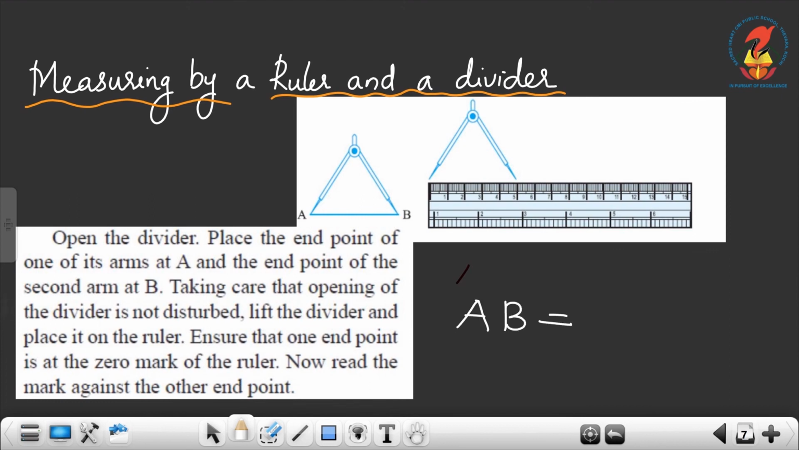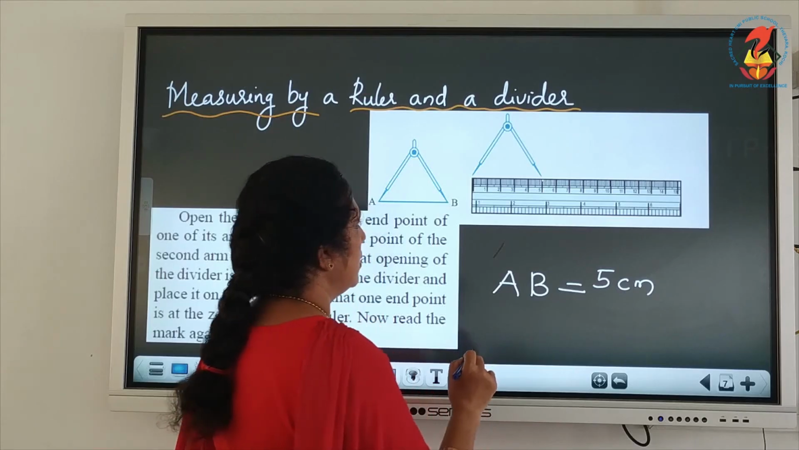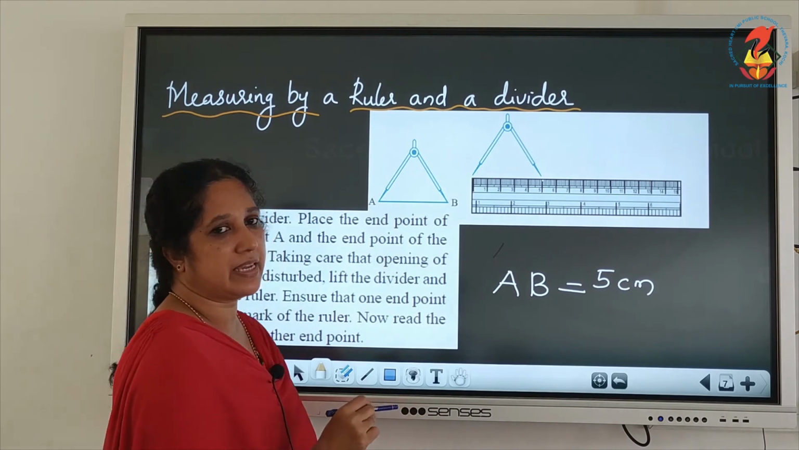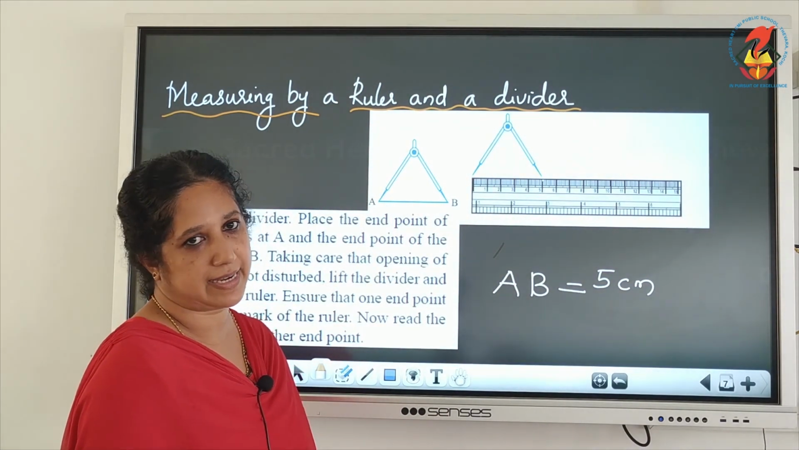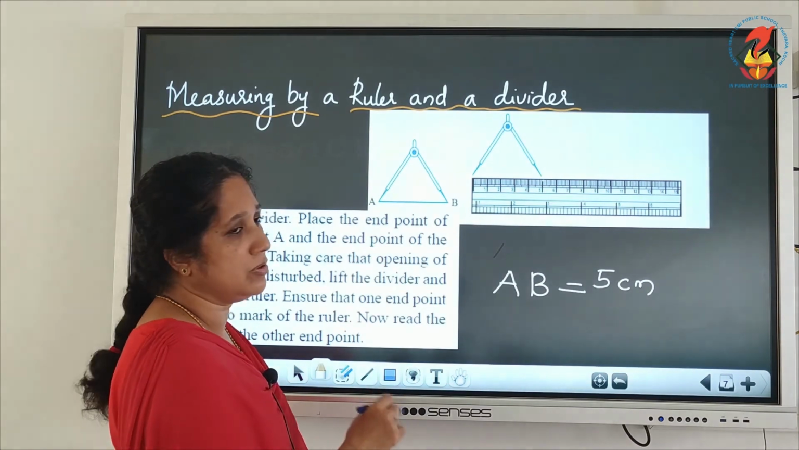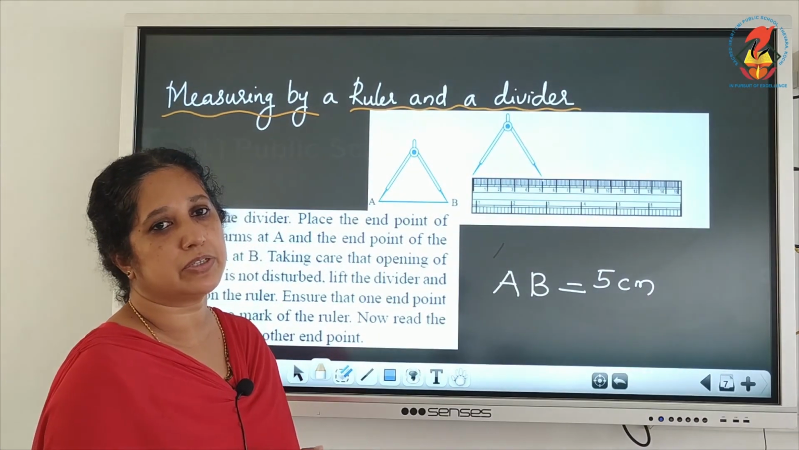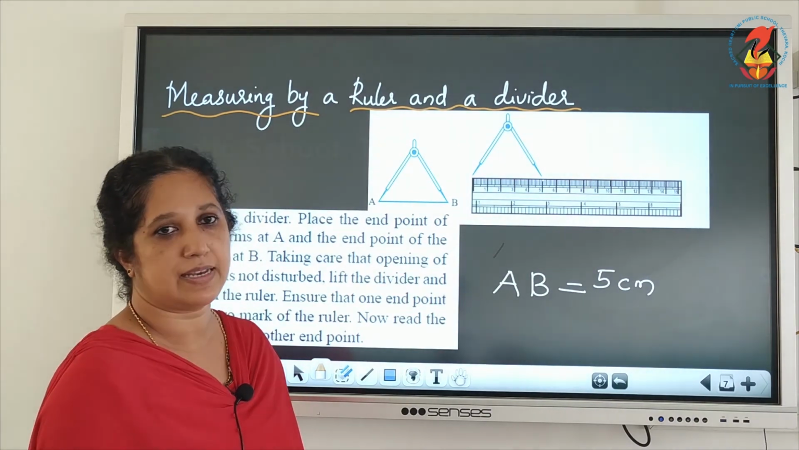So when you look at here, you can see that one endpoint is at 0 and the other endpoint is at 5. So we can say that the length of the line segment AB is 5 centimeter. So using a divider and a ruler, we can find out the length of a line segment. It is better to use a ruler and a divider in order to find out the length of a line segment.